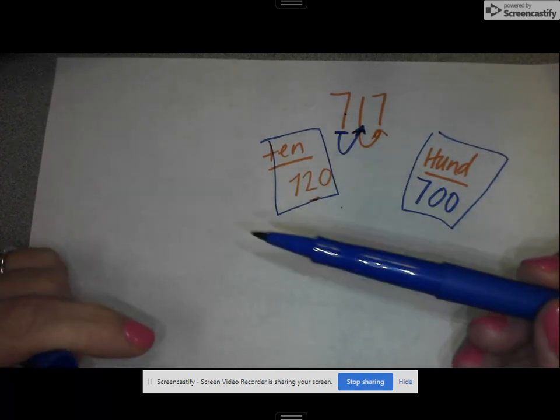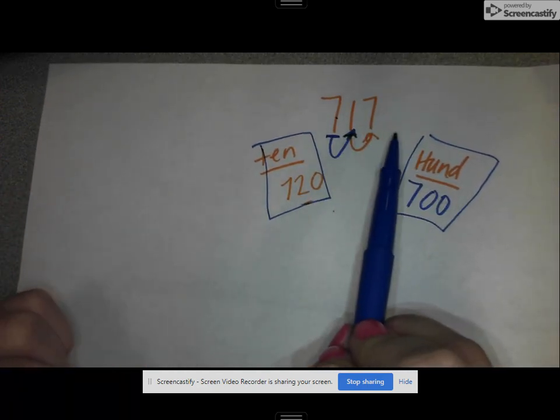By the end of the week, we'll want them to be able to take a number and do both.